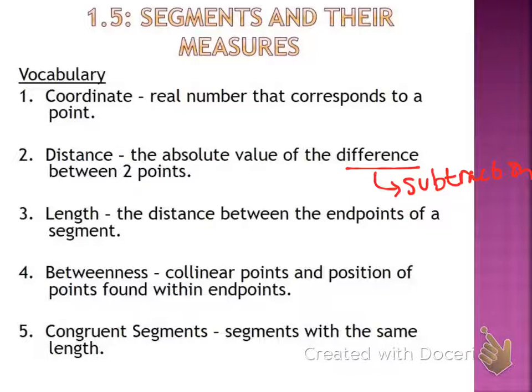Length is the distance between the endpoints of a segment. Between or betweenness is how we describe collinear points that are in between or within the endpoints of that segment. And congruent segments are segments with the same exact length.